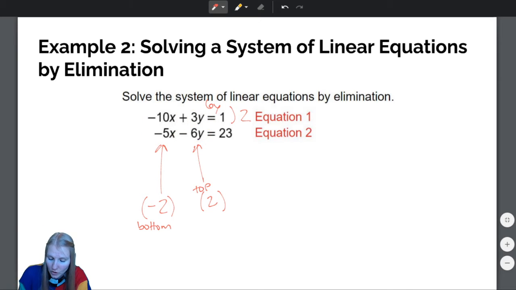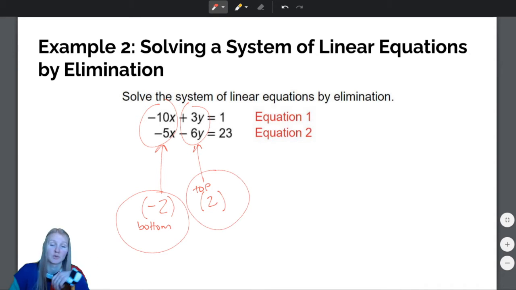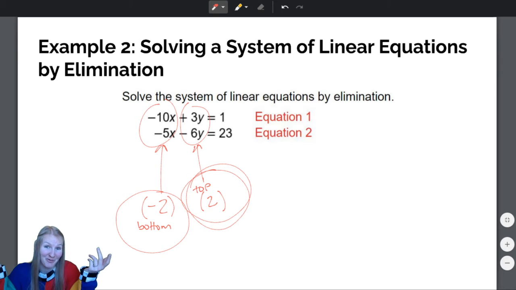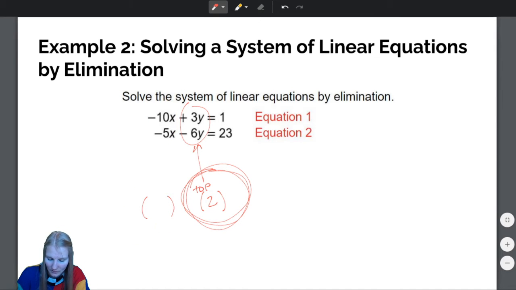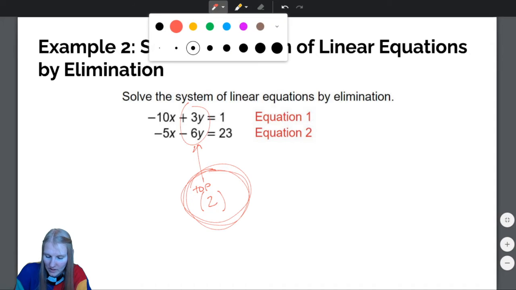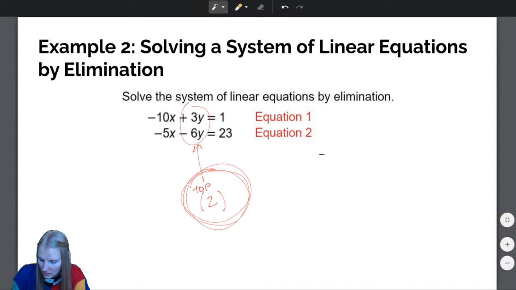So now you decide, which is easiest for you? Do you want to multiply by -2 or do you want to multiply by +2? Personally, I like dealing with positive numbers. So I'm going to choose to look at my y's and to multiply the top equation by 2. Okay, let me rewrite this over here so we have some more space to work with.